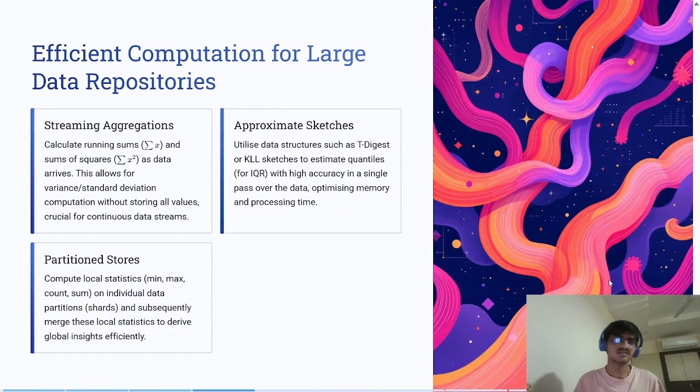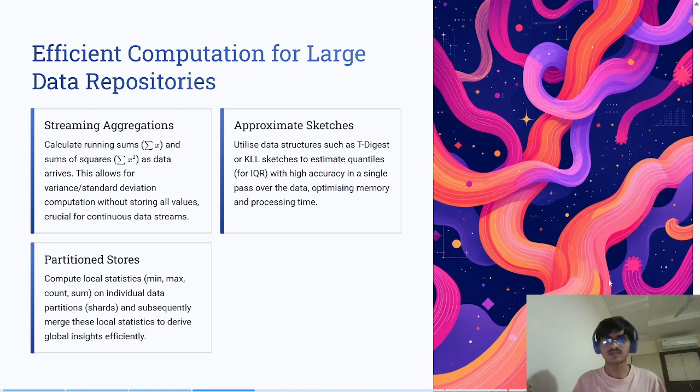Now let's see the efficient computation for large data repositories: streaming aggregations, approximate sketches, and partition stores. Streaming aggregations calculate running sums, sigma of x, and sums of squares, sigma of x squared, as data arrives. This allows for variance and standard deviation computation without storing all values, which is crucial for continuous data streams.